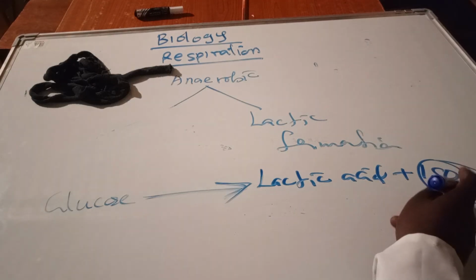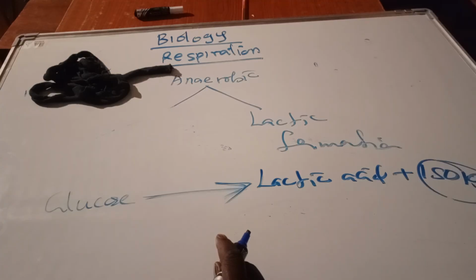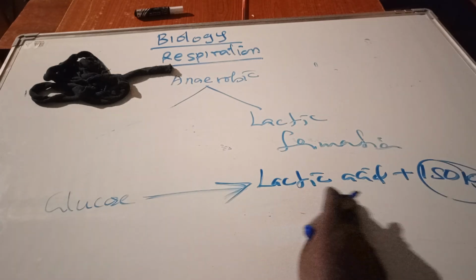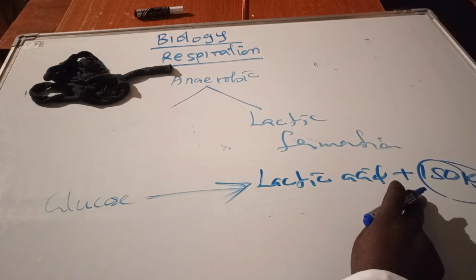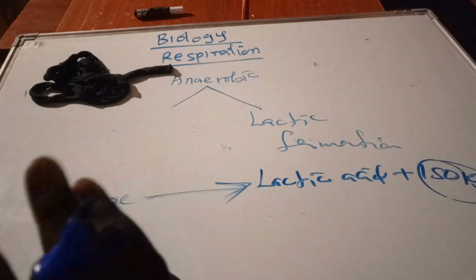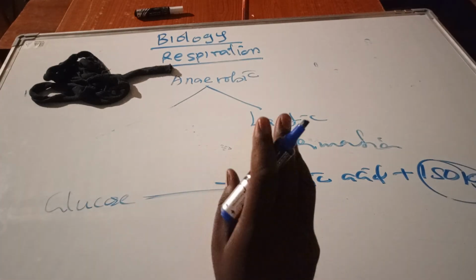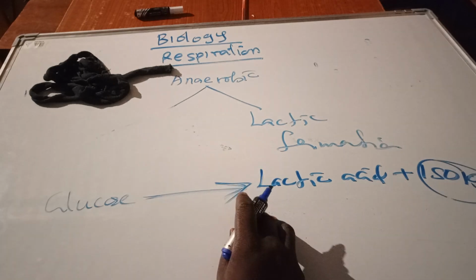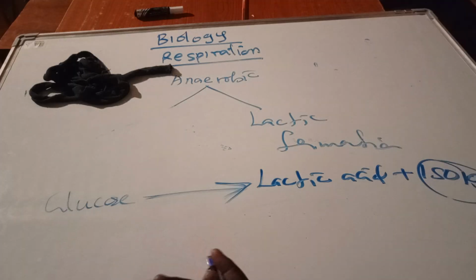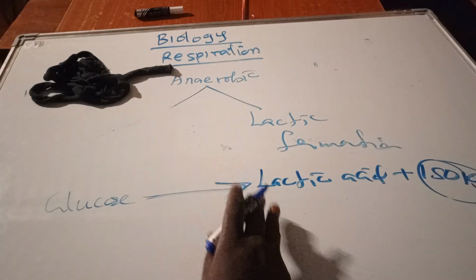As you can see, about 150 joules in fact. So the way the equation is, as you can see, we have glucose give us lactic acid here, then plus what? Plus 150 joules of energy. And as I said, this process usually takes place in the muscle of animals during exercise. For example, when someone is doing exercise, this is when this process takes place.